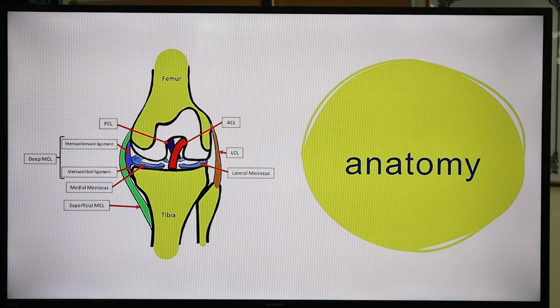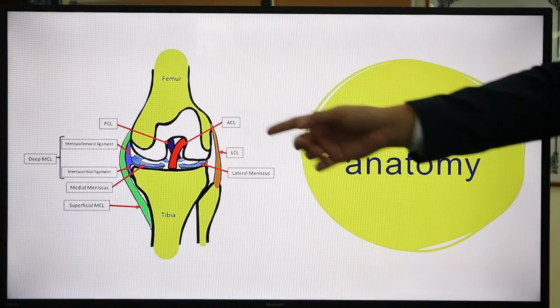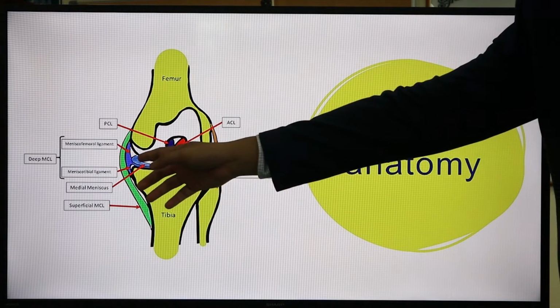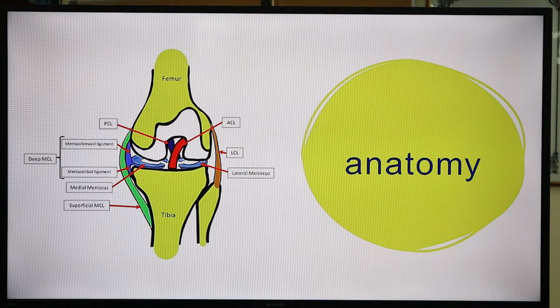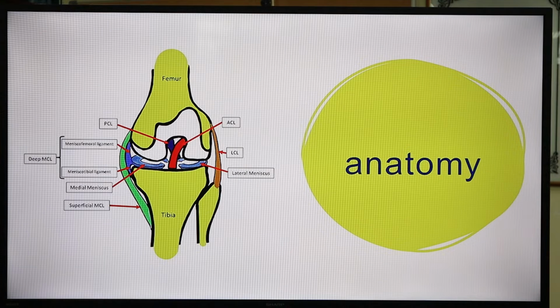So let's dive into the anatomy of the MCL. If you look at this side, the green color is your superficial MCL and the purple color is your deep MCL. So it has two main fibers. The superficial MCL originates from the femoral attachment at the medial femoral condyle. It runs medially, extrasynovial, extracapsular, and it has two distal insertions.